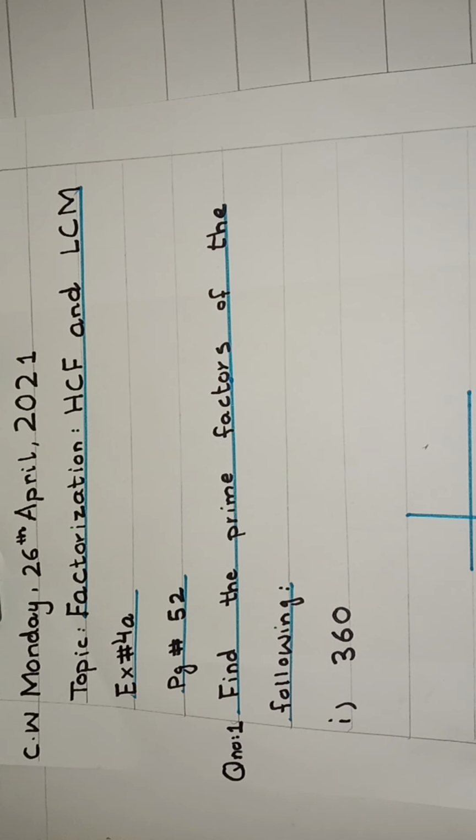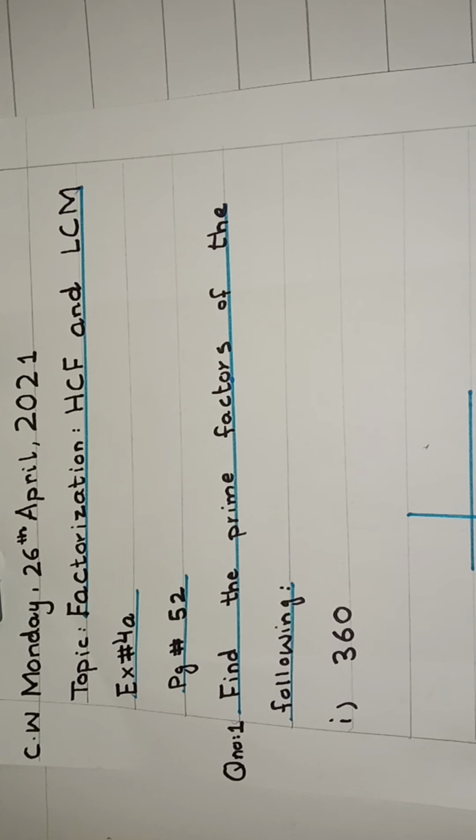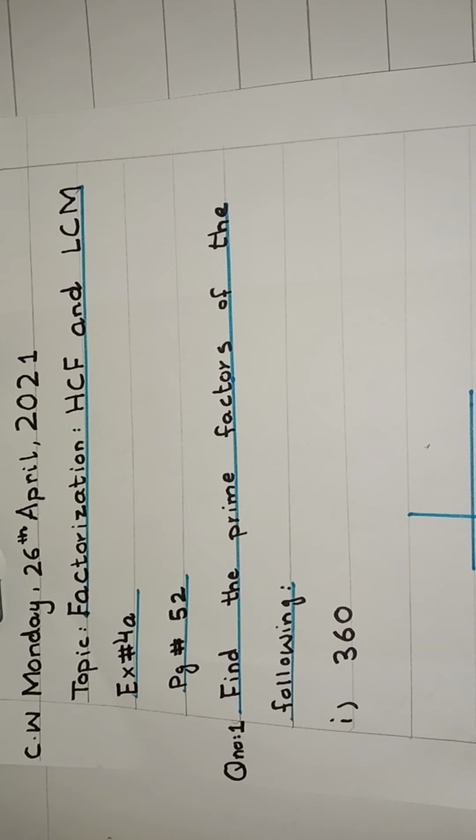Dear students, in my previous lecture, I have given you the introduction of chapter number 4, factorization, HCF, and LCM. Factorization is a process of breaking down a composite number into its factors, and after breaking down a number we find their lowest common multiple and highest common factors.